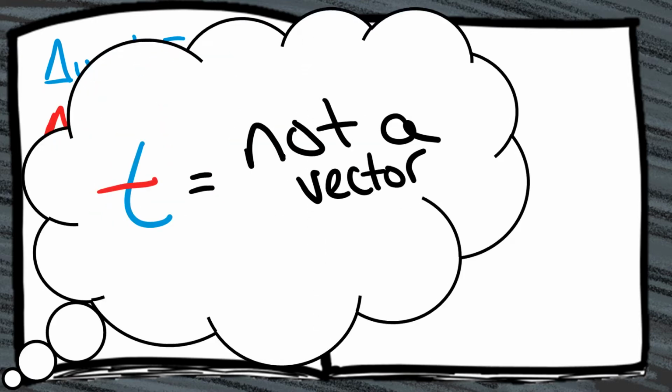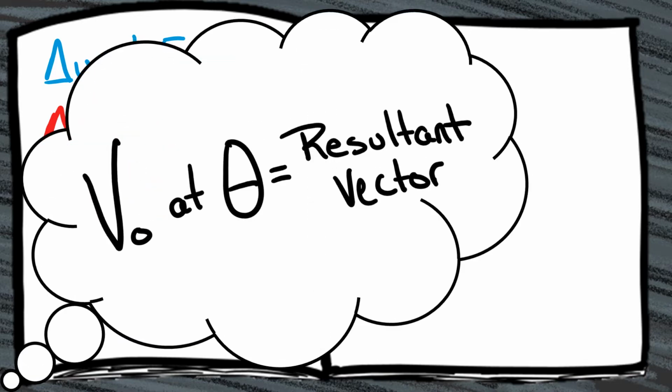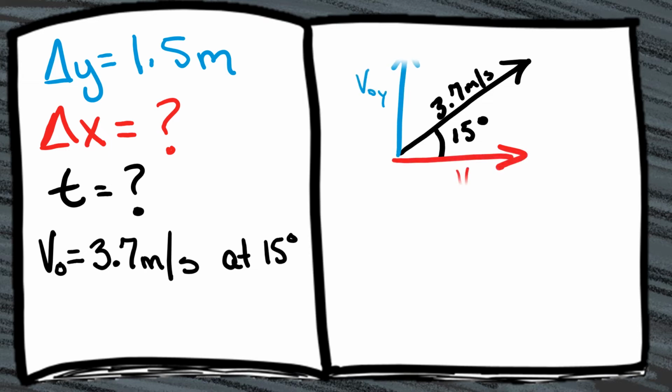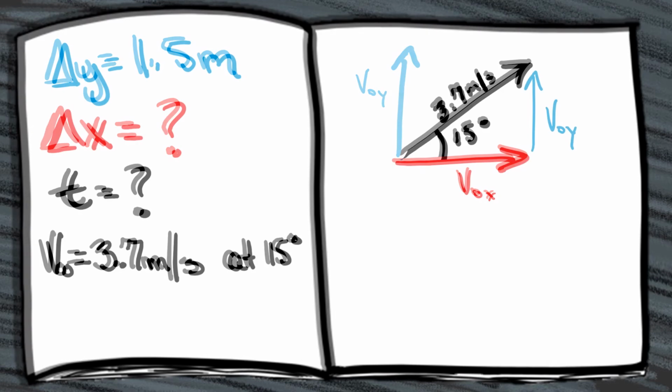Right again, Alex, time is not a vector, which means that it does not have components. In other words, it's the same for both. Great job, Alex. The initial velocity given is the resultant vector since it is at 15-degree angle. Now remember, we want to break down this two-dimensional problem into two one-dimensional problems, which means we need to break down this resultant into the vertical and horizontal component. So how do we do that?